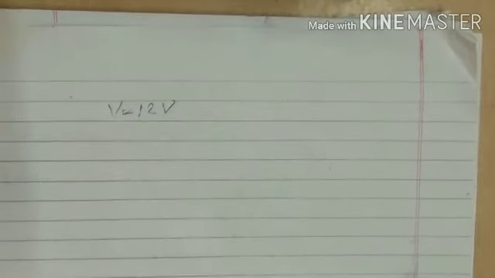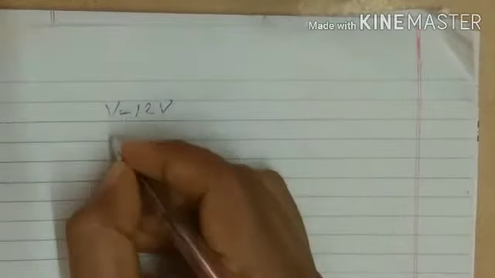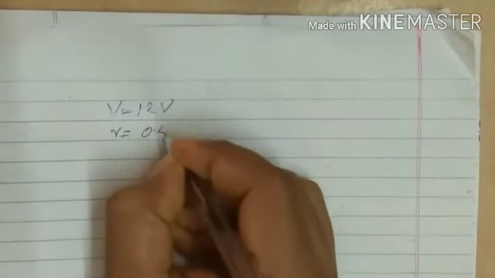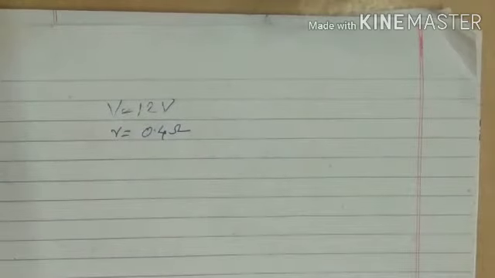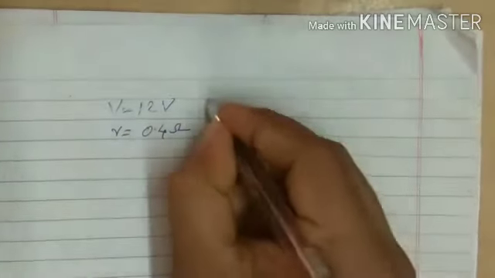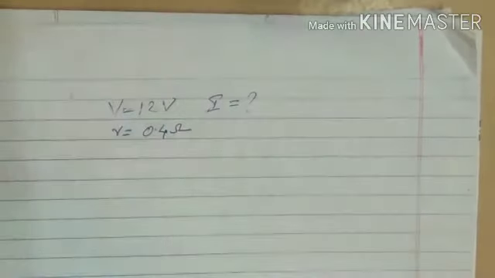So let's take the first question. The storage battery of a car has an EMF of 12 volt. So EMF is given, V is equal to 12 volt. That is good. Then what else do we have? If the internal resistance of the battery is 0.4 ohm, that means small r is also given, 0.4 ohm. What is the maximum current? That is, we have to find I. We don't know I.